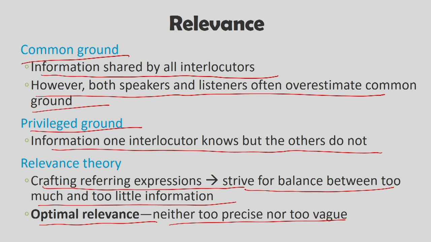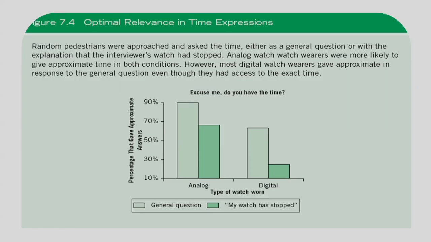Now, analog watch wearers were more likely to give rounded answers such as "about quarter till 2," whereas digital watch wearers, and both groups, were more likely to give exact answers when the experimenter said that his watch had actually stopped. And so, this is what the optimal relevance time expression experiment was.